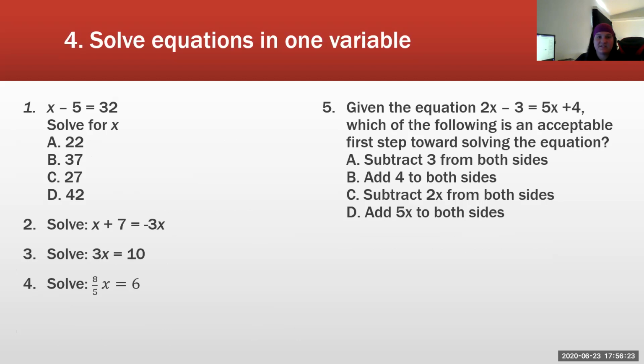Solve x plus 7 equals -3x. Solve 3x equals 10. Solve 8 over 5 times x equals 6. And then given the equation 2x minus 3 equals 5x plus 4, which of the following is an acceptable first step towards solving the equation? Subtract 3 from both sides, add 4 to both sides, subtract 2x from both sides, add 5x to both sides.